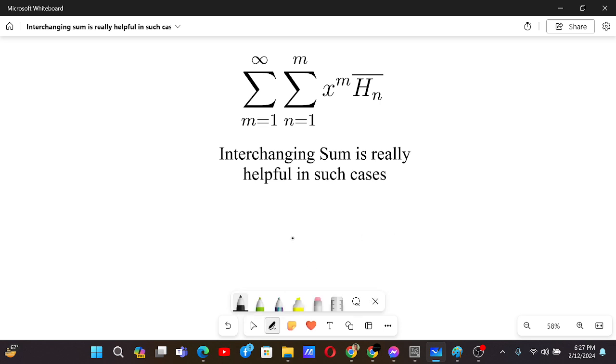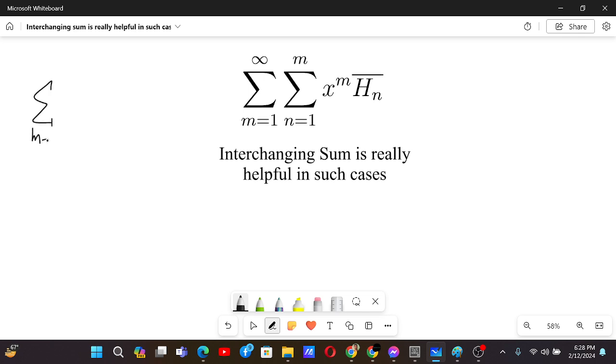Interchanging sum is really helpful in such cases. So basically, let's see what the case is and how it is helpful. In this sum, the inner sum is in the world of n, so you can take x to the power m outside.